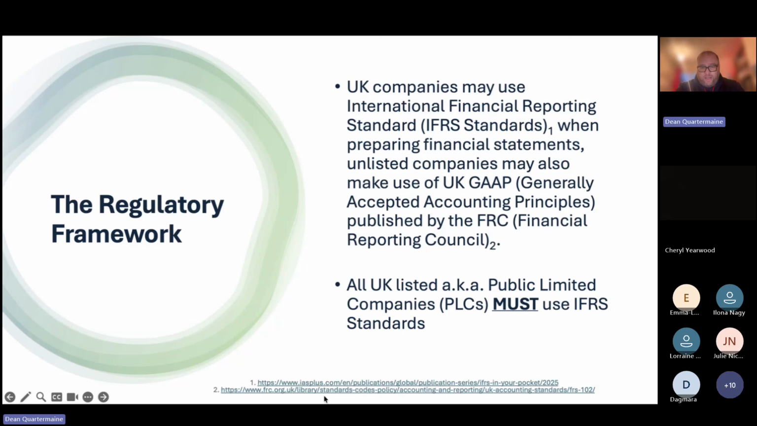And then the second link is just a link to the Financial Reporting Council and their standards around FRS 102, which is essentially UK GAAP.